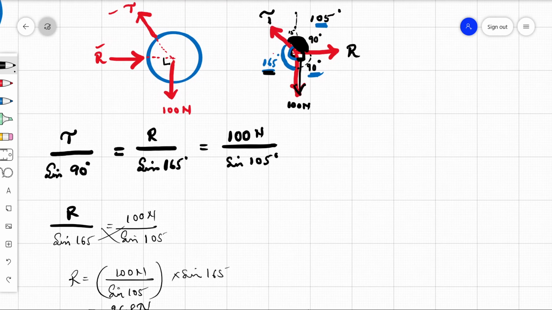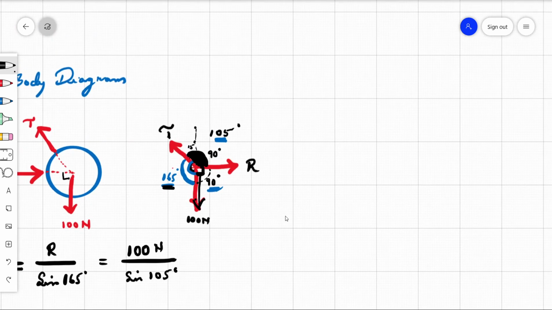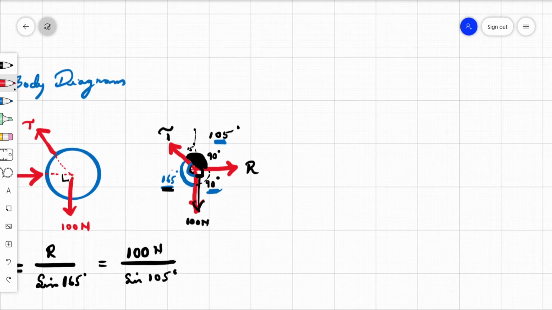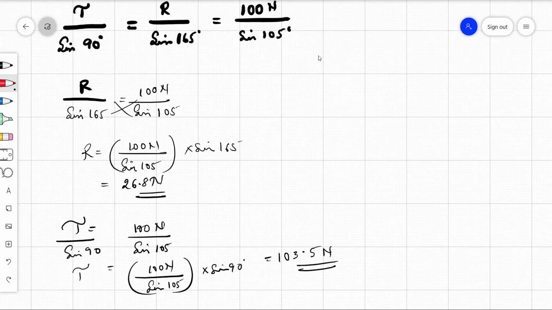So just draw the last diagram, that is the same three forces: 100 Newton, and over here R was something like 26.8 Newton.